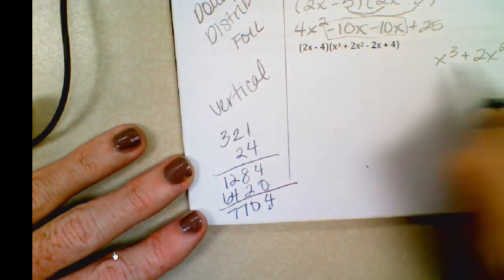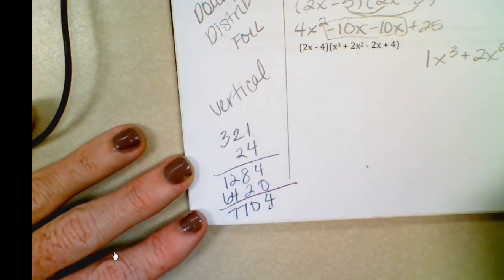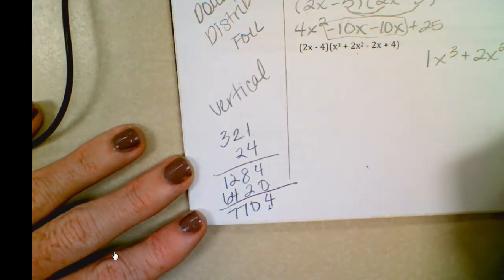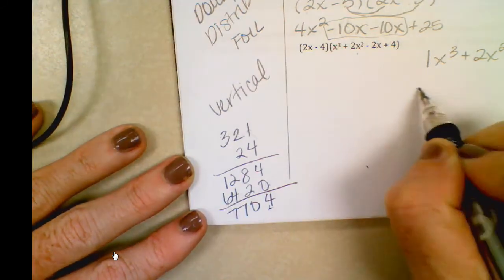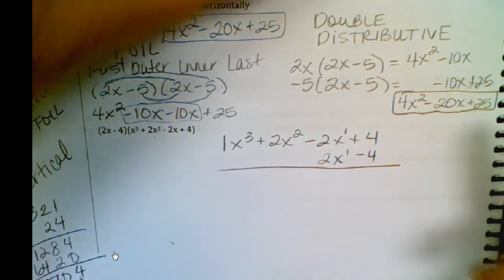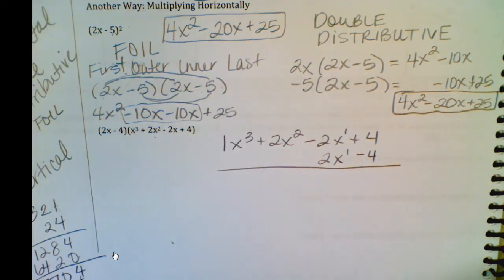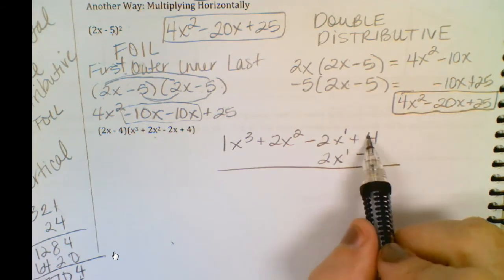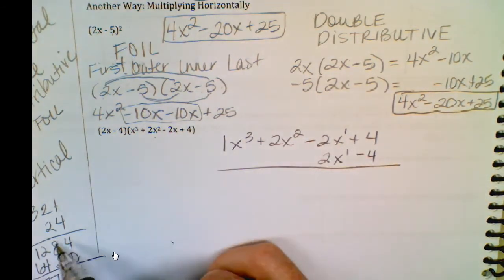If you want to add the ones in there, just to keep yourself in check, that's fine. And then we'll have 2x minus 4. If you don't need the extra ones in there, perfectly acceptable, as long as you are multiplying those correctly. Okay, so now you're just going to start with the negative 4, and you're going to multiply all of those top terms. So it works exactly like this.